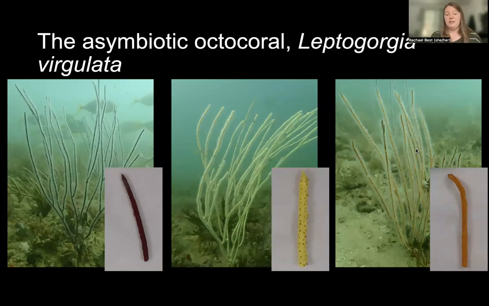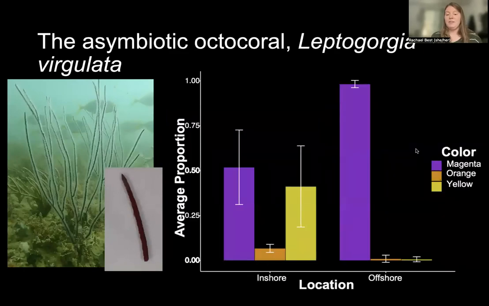In a previous study that I conducted, I found that at inshore sites in the Northeastern Gulf of Mexico, we see magenta and yellow as well as orange color morphs present. However, on offshore sites, we tend to mostly only see magenta color morphs. However, doing some follow-up genetic analyses, I showed that colonies in these different locations, as well as these different color morphs, are likely the same species.